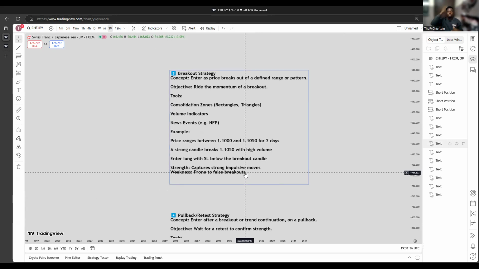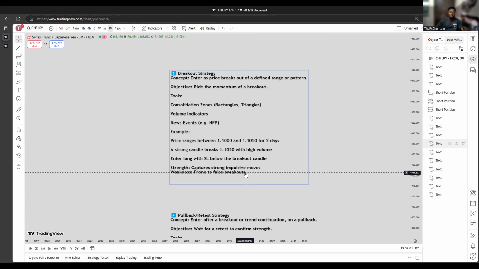So we have the breakout strategy. This concept means you have to enter as price breaks out of a defined range or pattern. The objective is to ride the momentum of your breakout. The tools here: consolidation zone. You want to see patterns like the rectangle, the triangle. You want to use your volume indicator. You want to use news events like the NFP.